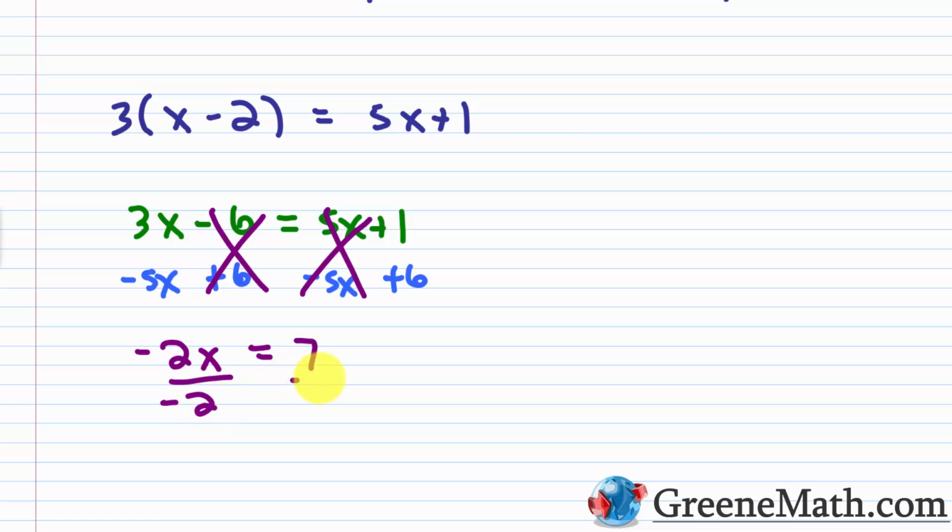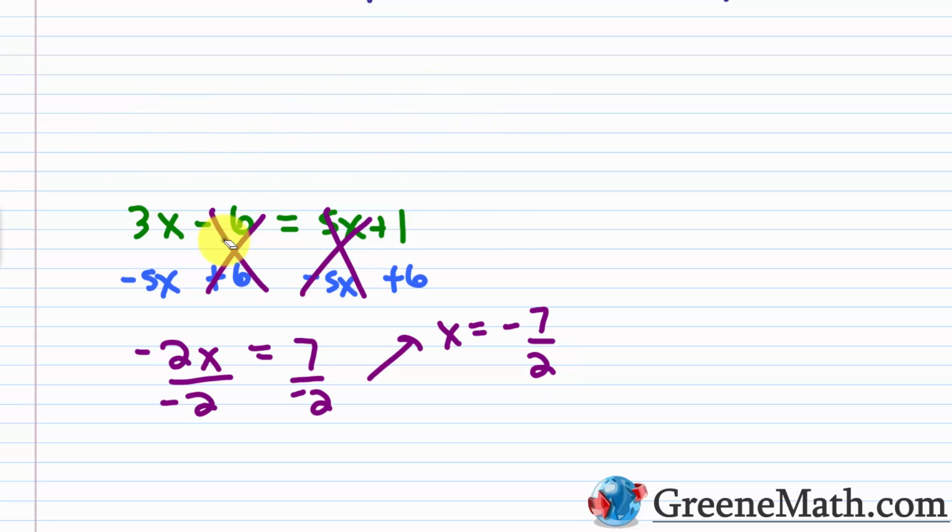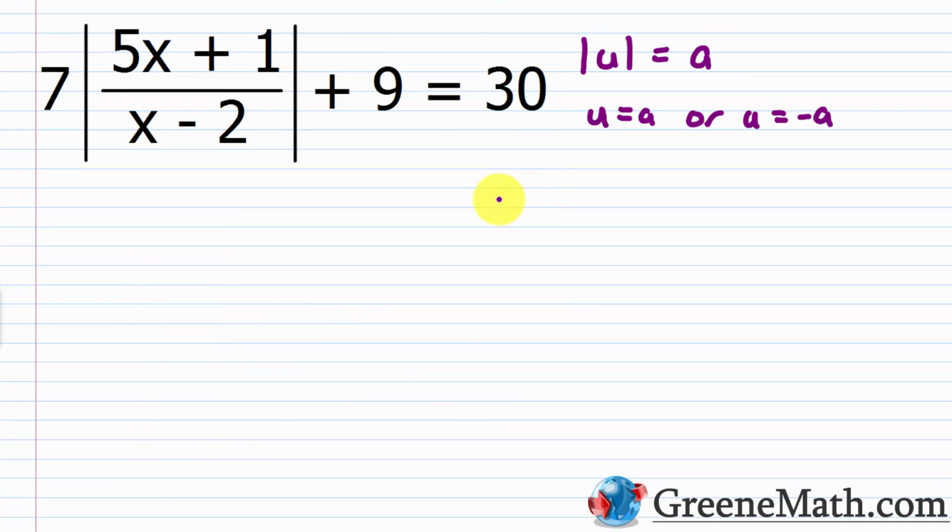Divide both sides by -2. And we're going to end up with x is equal to -7 halves. Okay, so that's one solution. Let me erase this because the screen gets too packed. And I'll just say that x is equal to -7 halves. Okay, that's one solution. We're going to have another.